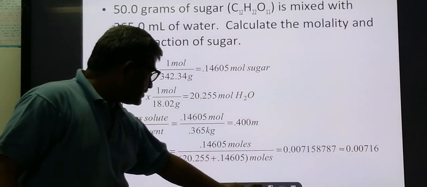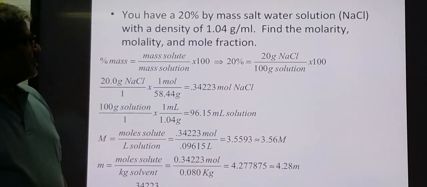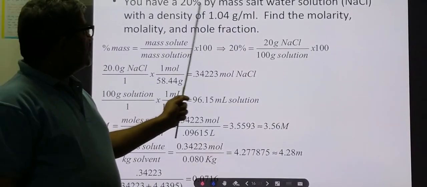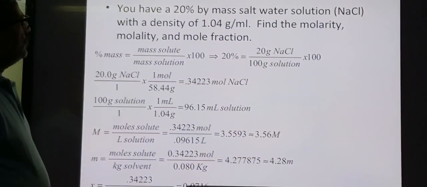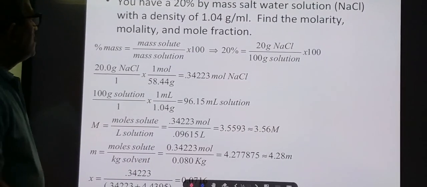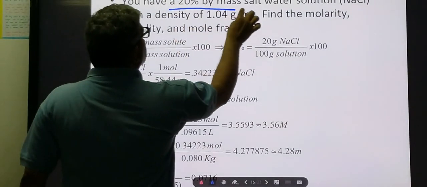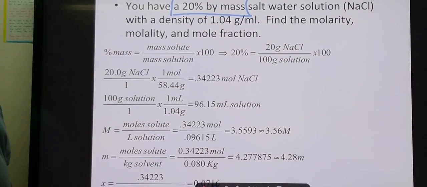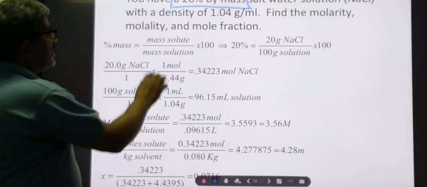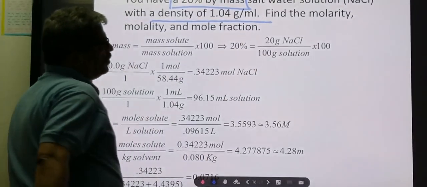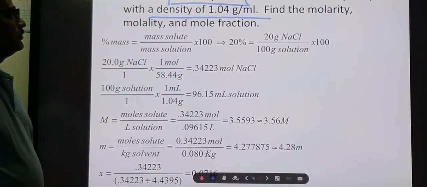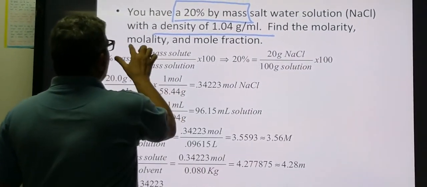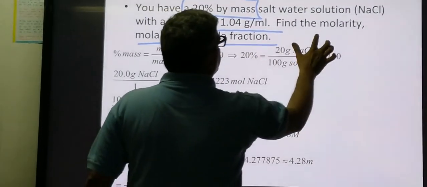Let me clear this. Now let's go for another numerical. You have a 20% by mass salt water solution, with a density of 1.04 grams per ml. From that they are asking to find molarity and mole fraction.